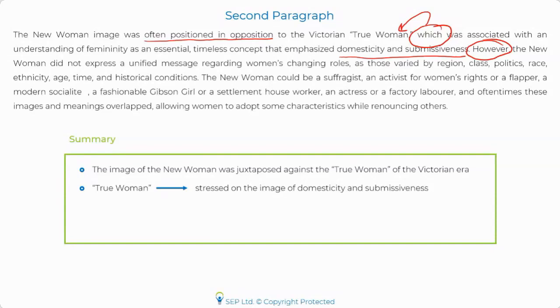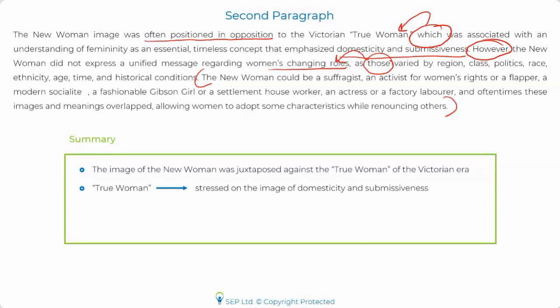Okay, so the author is trying to draw a contrast with the true woman. True woman was one image, domesticity and submissiveness. New woman was not one image, because her roles probably were changing. And "those" here refers to what? The roles. So these roles varied by region, class, politics, race, etc. All right. So the true woman's role was all about domesticity and submissiveness, but the new woman's role was not any one role, any one image. It changed. And then there are some examples given here. This line is given here to show how those roles could change depending on different factors.